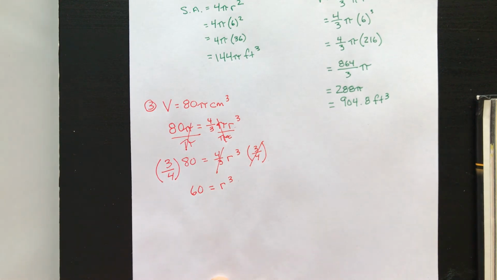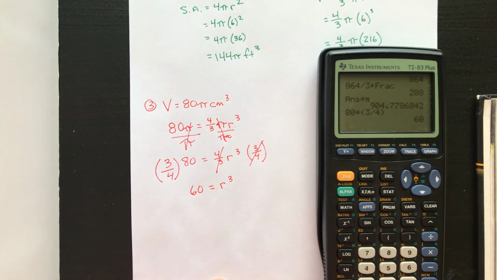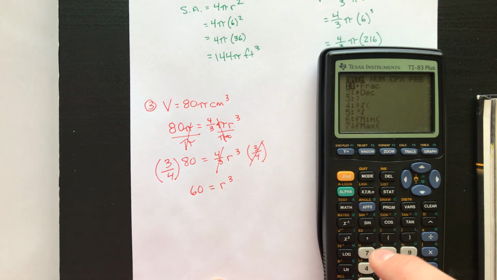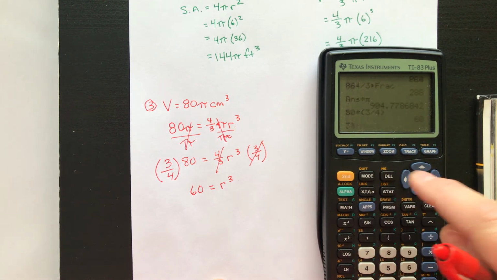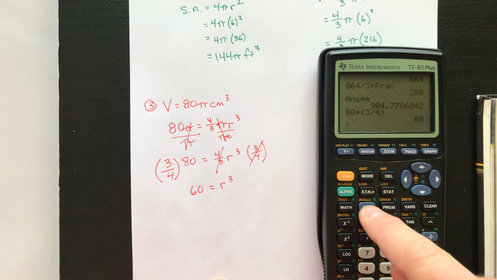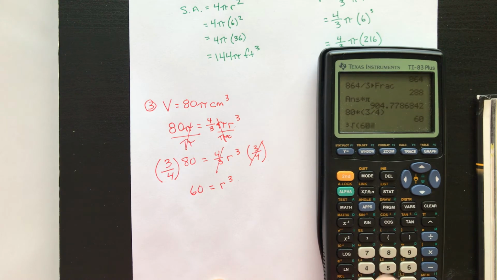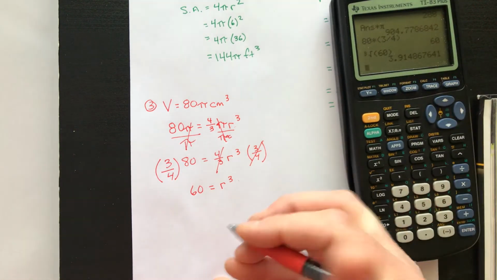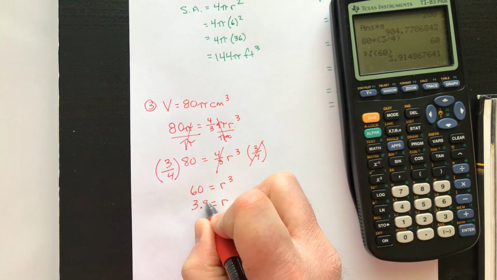So how do we get the regular radius? Well, we have to take the cubed root. If I do 3 and then I push my math button, oh, there's already a cubed root button in here. So let's go back. We're going to delete the 3. So let's go to math. Cubed root of 60 is 3.9. So r is equal to 3.9.